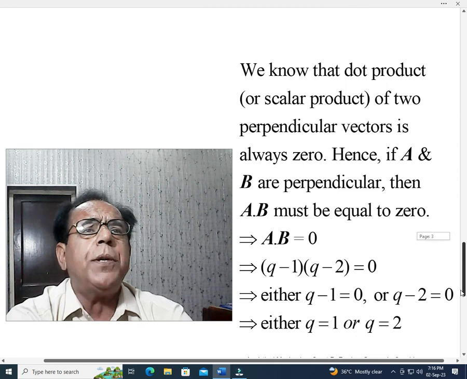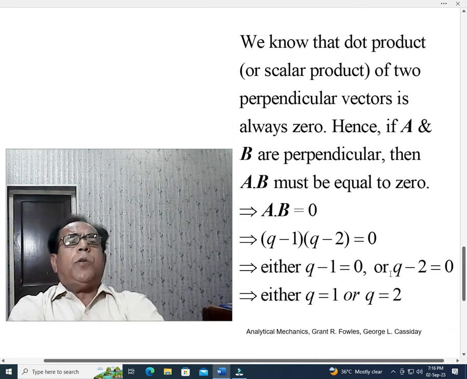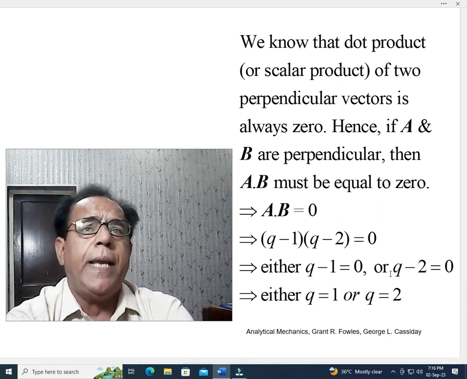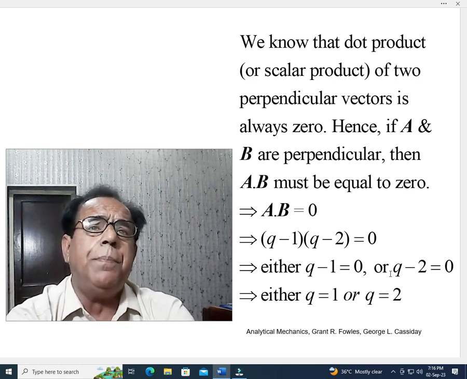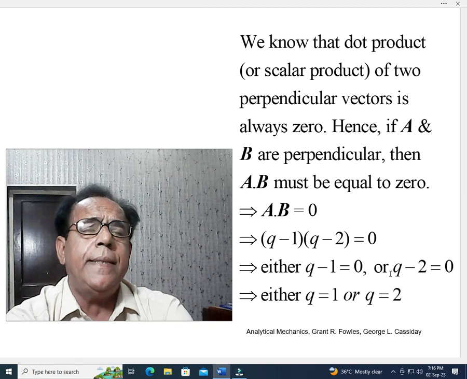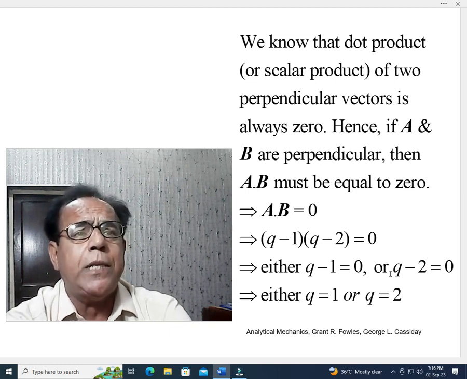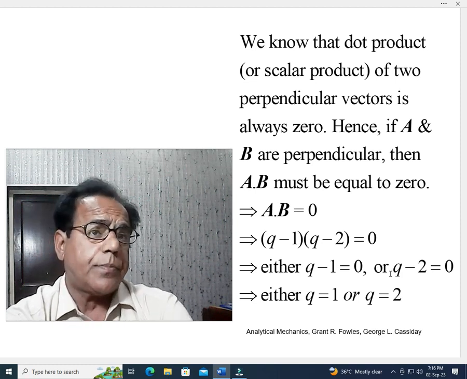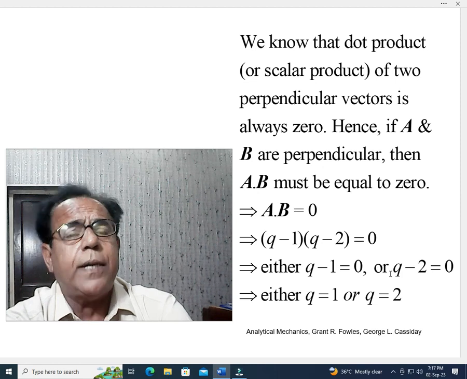Now according to the philosophy of scalar product, we know that the dot product or scalar product of two perpendicular vectors is always 0. Hence, if a and b are perpendicular, then a dot b must be equal to 0. This implies that q minus 1 into q minus 2 equal to 0. This implies that either q minus 1 is equal to 0 or q minus 2 is equal to 0. This implies that either q is equal to 1 or q is equal to 2.